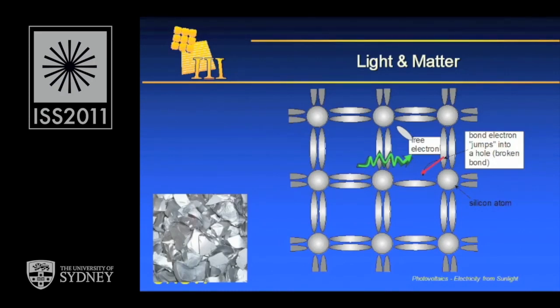You don't think about the electrons jumping from bond to bond. You think of the broken bond moving through the material, and that's called a hole, a vacancy. And that can also contribute to electrical current flow. So you have the free electron that contributes, and you have the broken bond that contributes to electron flow. So two contributors to electron transport by shining light onto a semiconductor.